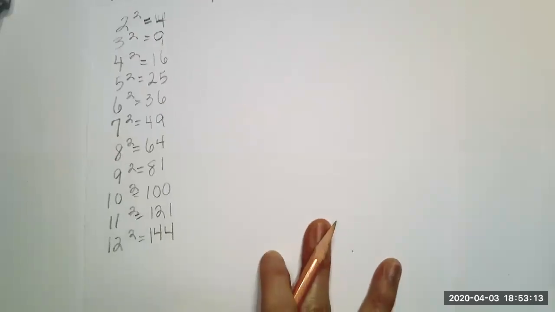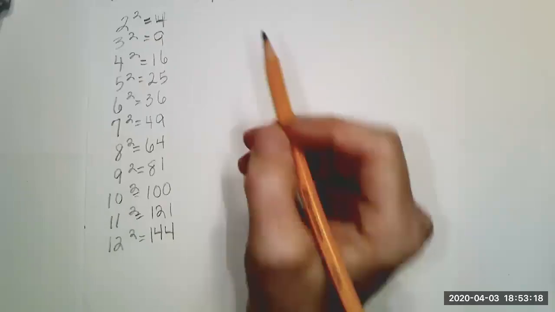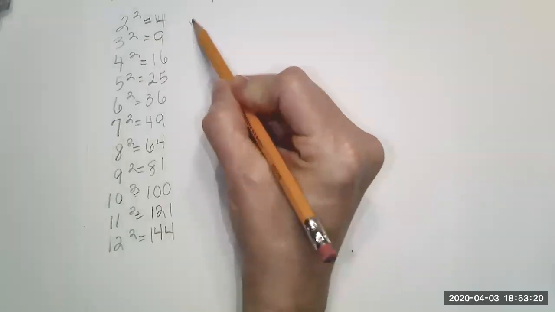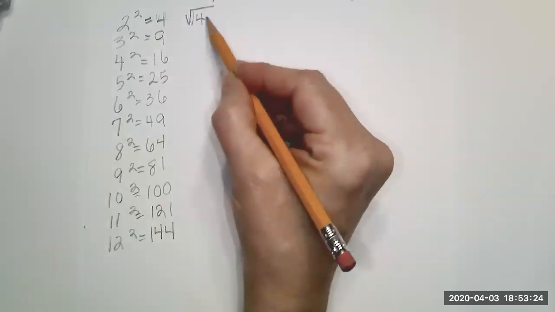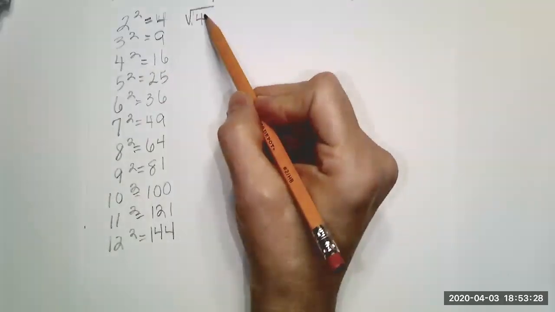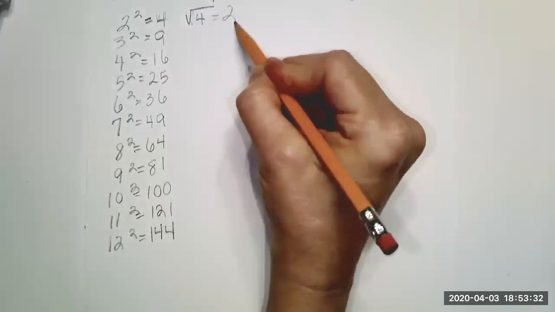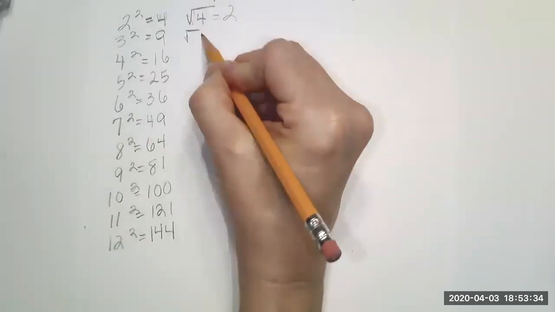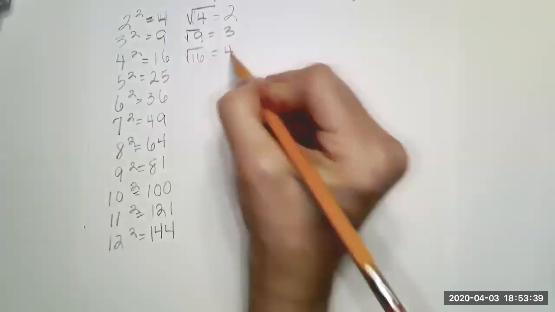So 2 squared equals 4. That's multiplication. 2 times 2 equals 4. But the opposite of that would be taking the square root of 4, which is basically saying, what 2 numbers did you multiply together to give you 4? And you would get the number 2. The square root of 9 would be 3. And all the way down, we can figure these out.